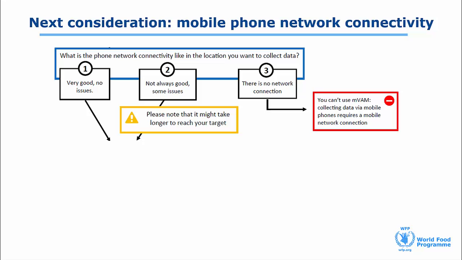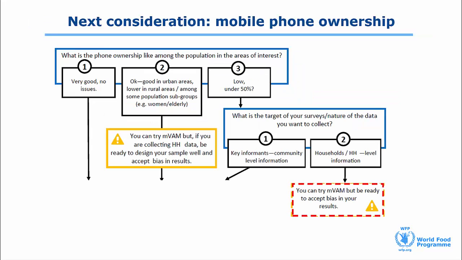If you've established that the network coverage is sufficient, you must then take into account how common mobile ownership is in the areas of interest. If it's very widespread, then mobile data collection could work well. If it varies, for example, it's good in urban areas but poor in rural parts, or it varies among specific population subgroups, such as the elderly, women, or the poor, you can try mVAM, but be careful to design your sample well and to accept bias in your data. This will be considered in the next phase of the decision tree.